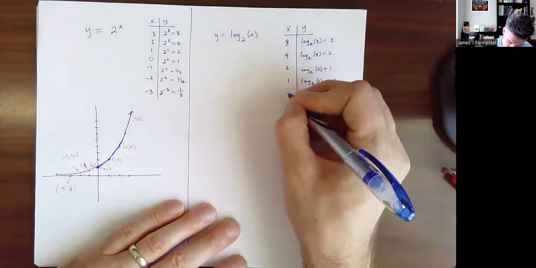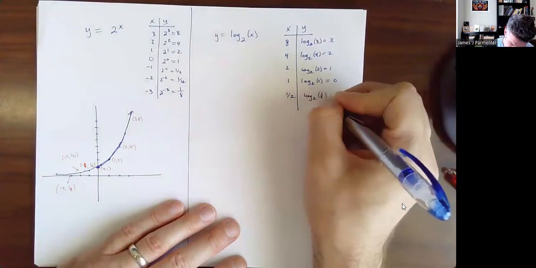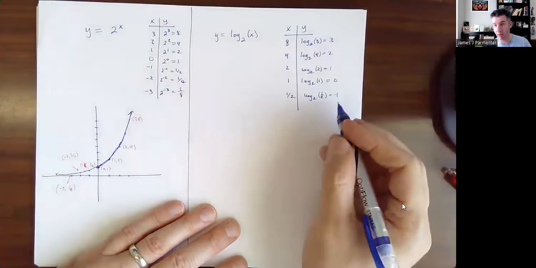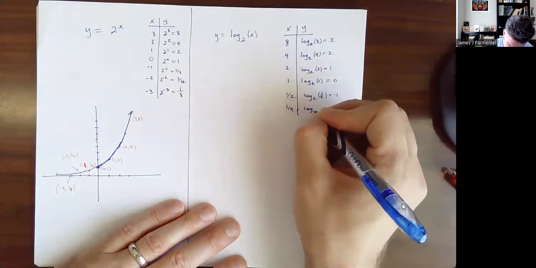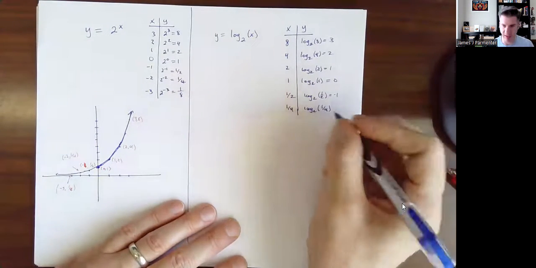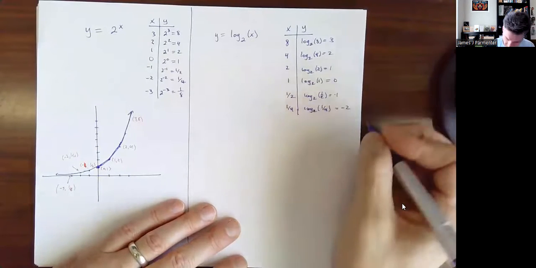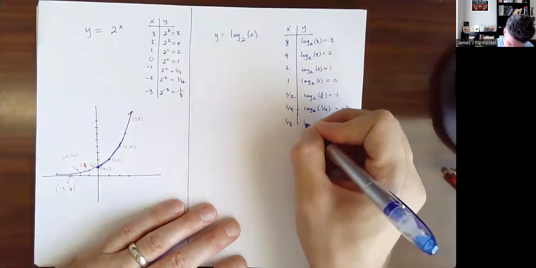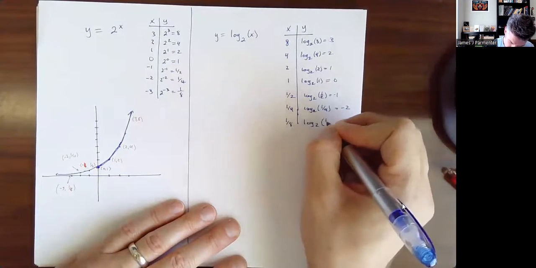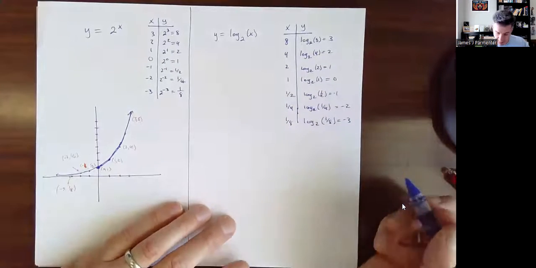Then we could have a value like 1/2. Log base 2 of 1/2 is -1, because 2 to the -1 is 1/2. We could take the log base 2 of 1/4, which is -2, because 2 to the -2 equals 1/4. And finally, the last one we're going to do, log base 2 of 1/8 is equal to -3, because 2 to the -3 is equal to 1/8.